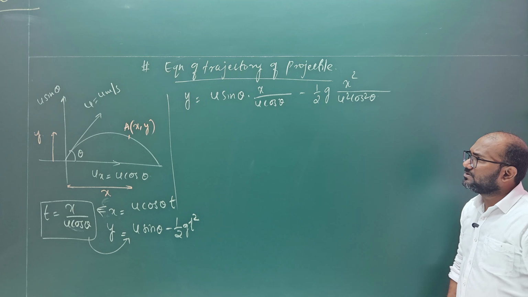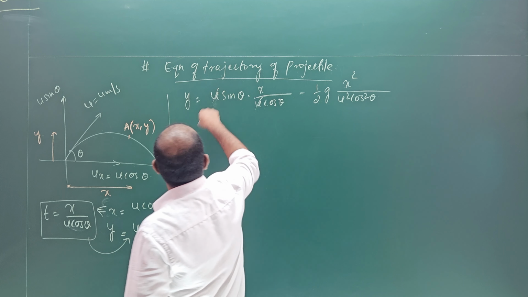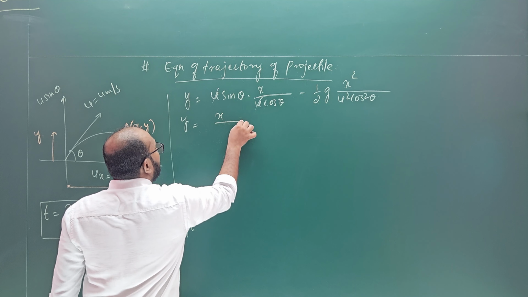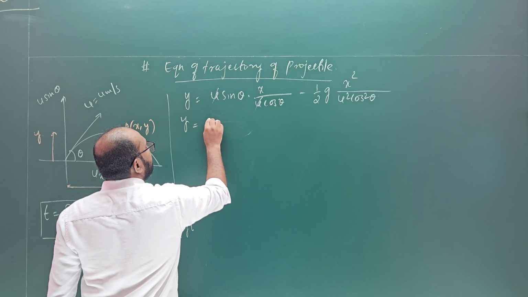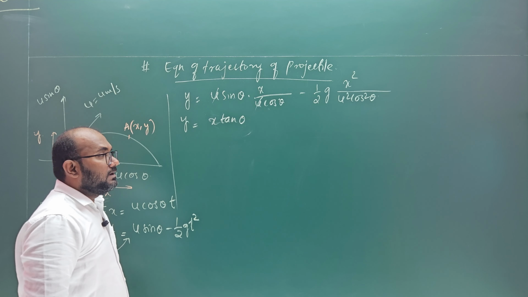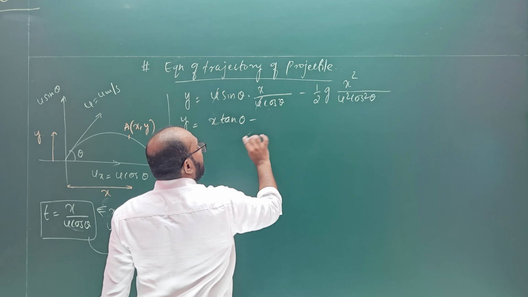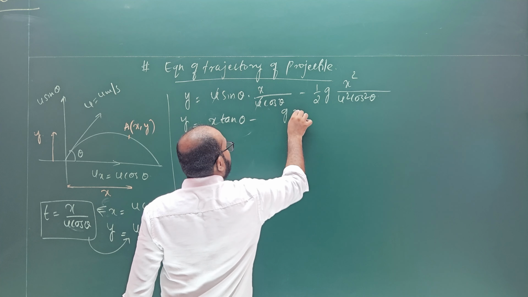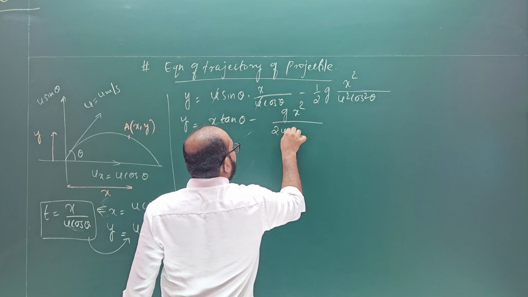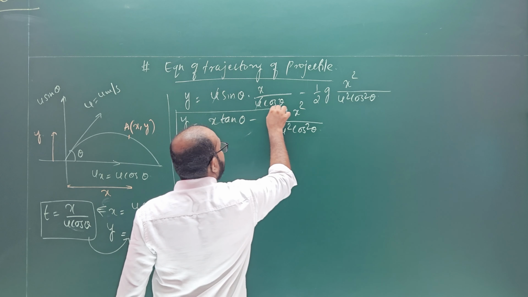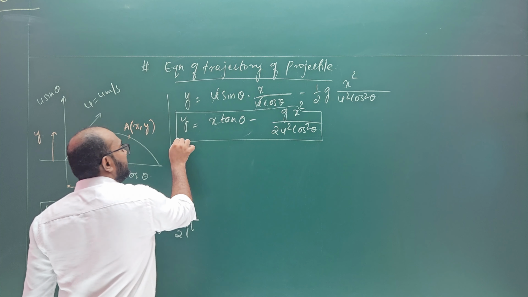Okay, simple simplifications. So you get cancelled here, anything over there, nothing. So y is nothing but x tan theta. Can I write like this? Sin theta by cos theta is tan theta, so x tan theta minus, can I write this as, g x square upon 2u square cos square theta. This is the first equation of trajectory you need to remember.